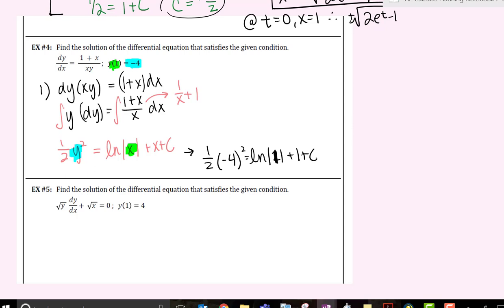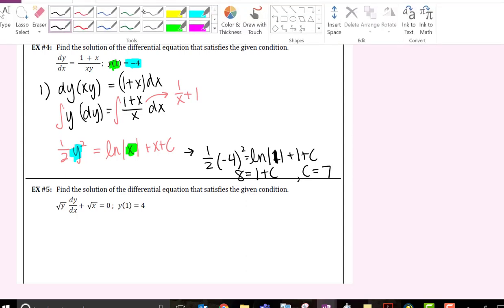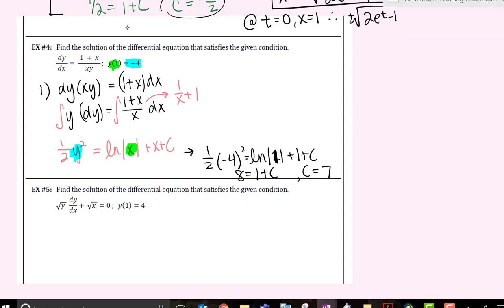And when I get that, what is this? 16, 8. Natural log of 1 is 0 plus 1 plus c. So I get that c equals 7. So I would come in here and say, all right, I know that c is 7, so I'm going to continue solving, and I'm going to plug in that c value. I have 1/2 y squared equals, as a side note, natural log of the absolute value of x plus 7.